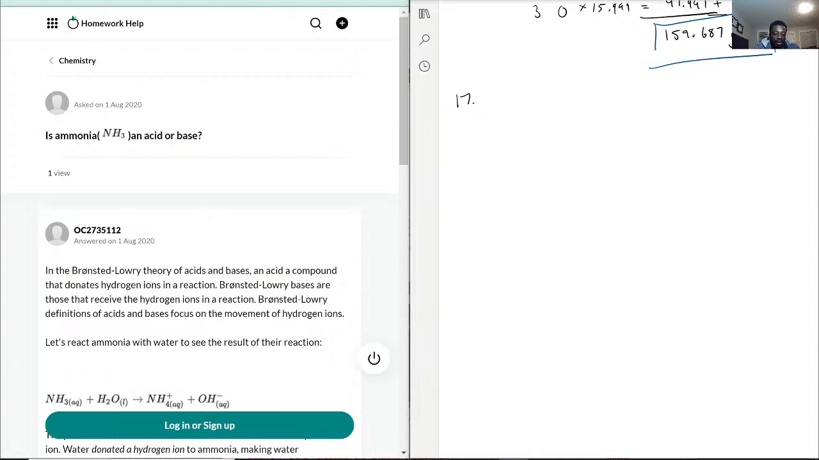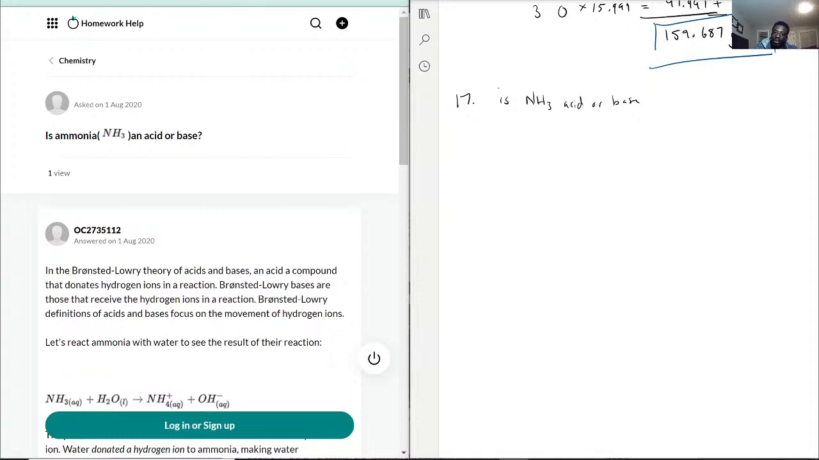Is ammonia, NH3, an acid or a base? For this one, it actually helps me to write down the Lewis dot diagram, because it allows you to see if it has space to even accept or give away a hydrogen.